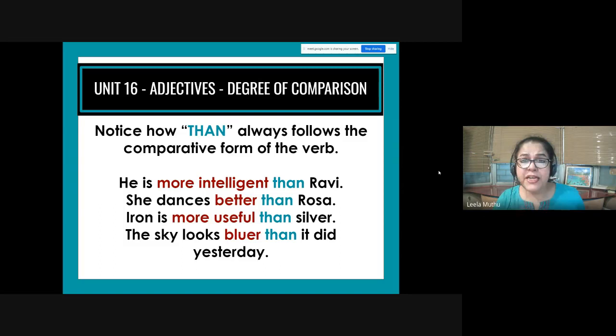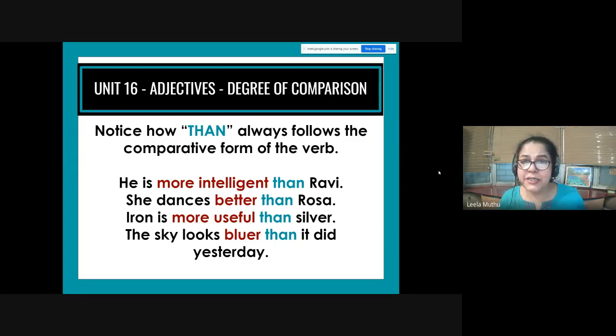He is more intelligent than Ravi. So you're comparing Ravi and somebody. He is more intelligent than Ravi. She dances better than Rosa. Okay. Iron is more useful than silver. Iron and silver are the two metals which are being compared, and we are using the comparative degree more useful than. The sky looks bluer than it did yesterday.